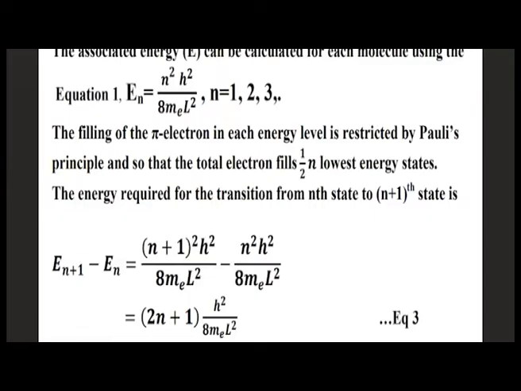Means if n is the total energy state, the total electrons that fill the molecular orbitals fill half of the orbitals. Then the energy required for the transition from the nth state to the n plus 1th state is E(n+1) minus E(n), which equals (n+1) squared h squared divided by 8mL squared, minus n squared h squared divided by 8mL squared. That gives a value of (2n+1) times h squared divided by 8mL squared.